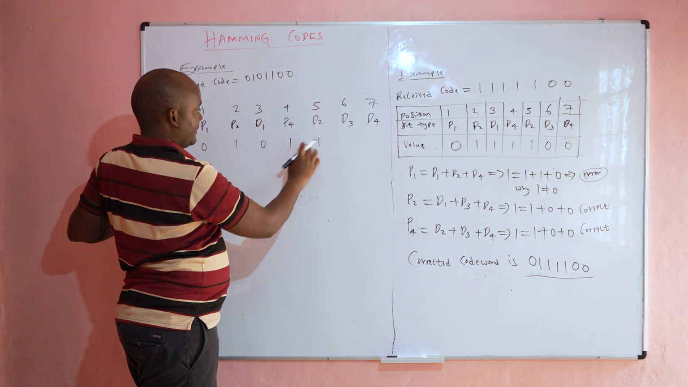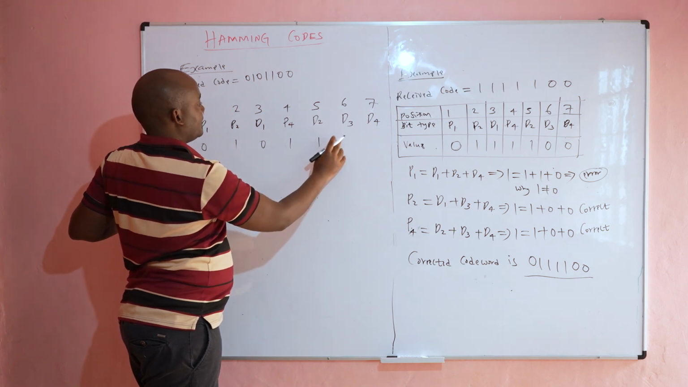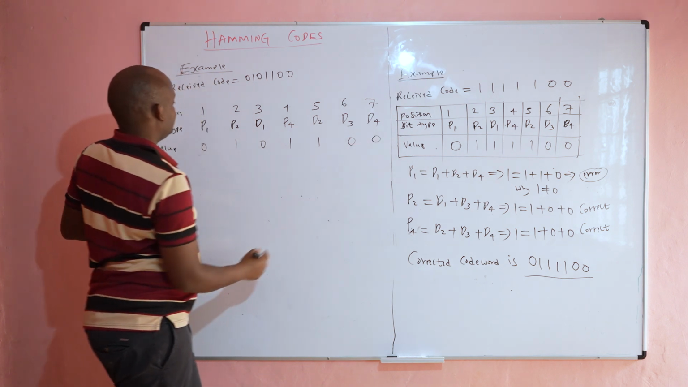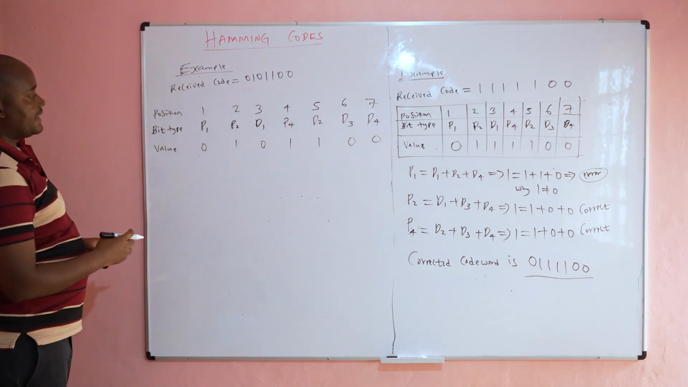P4 is 1. D2 is 1. D3 is 0. And D4 is 0. So we see where the error is.